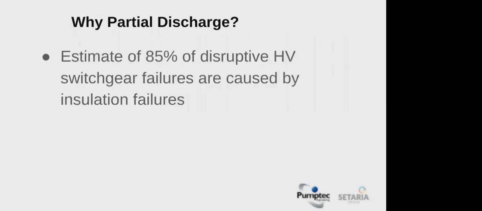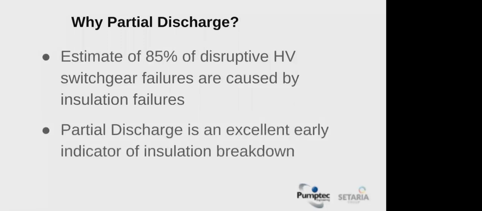Well, partial discharge is related to insulation failure, and it's estimated that 85% of disruptive HV switchgear failures, for example, and that is when the lights go out, I mean disruptive, are caused by insulation failure as opposed to other causes. And partial discharge is an excellent early indicator of insulation breakdown.